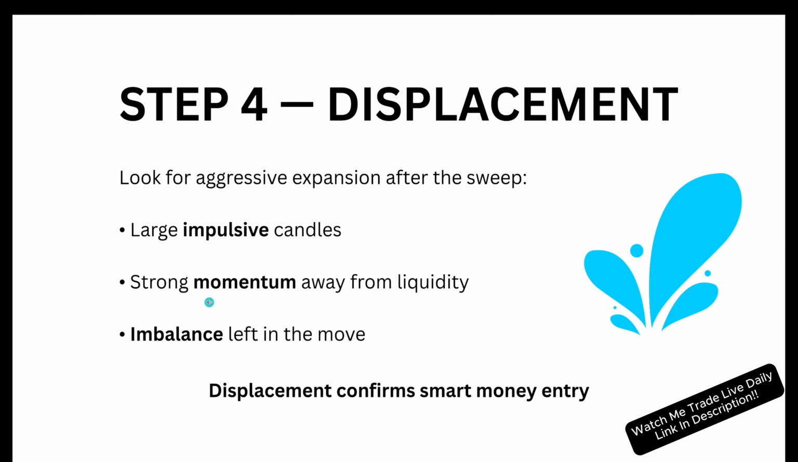You want to see large bodies of the candles, strong momentum away from the liquidity. So as soon as we take out buy side, you just want to see an immediate reaction. You don't want to see price start consolidating and then dump. You want to see an immediate dump to the downside, and that is your valid displacement. And for it to be a true valid displacement, it absolutely must have an imbalance left within the displacement leg. So again, just like I was saying before, the displacement simply confirms that smart money has entered the marketplace.